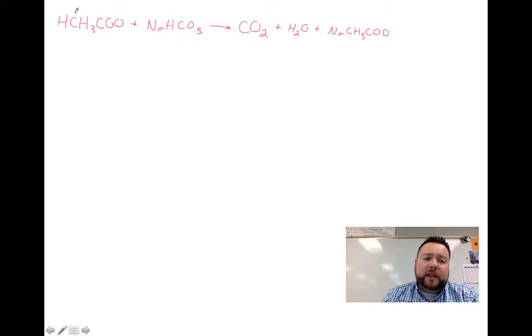If I take a look at my carbons, I have 1, 2, 3 carbons on the reactant side. I have 1, 2, 3 carbons on the product side, so that looks good. And then all I'm left with is oxygen, so that's 1, 2, plus 3 for a total of 5 on the reactant side. And then I have 2, 3, 4, 5 oxygens on the product side. So it looks like everything's good. So I have a 1 to 1 to 1 to 1 to 1 ratio, which makes our numbers very easy to use once we start plugging that into our dimensional analysis and doing some stoichiometry.